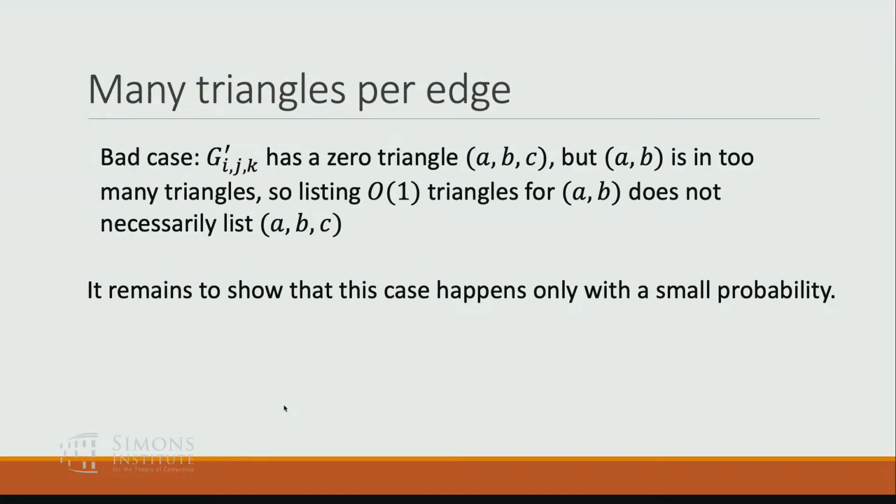So the second bad case is the following. It's possible that ABC still exists in G prime ijk, but there are also many other triangles in G prime ijk involving edge AB. Right, so listing all one triangles for edge AB does not necessarily list this zero-weight triangle ABC. It can list all these other triangles that do not have zero weights. These are the false positives. We only need to show that this case happens with a small probability.